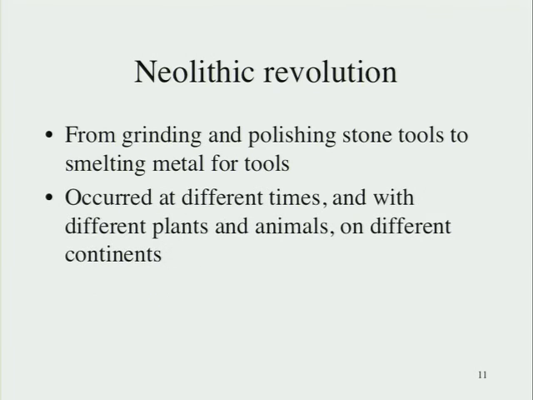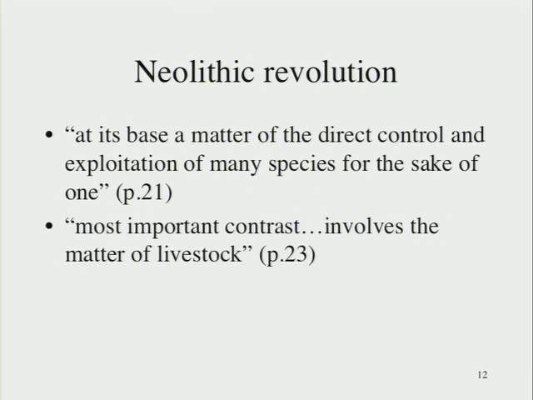It occurs at different times and with different plants and animals on different continents. So you might say this is another example of divergent evolution, although that would be stretching it, right? Because in fact, we're talking about the same species. We're not talking about different species of humans. We're talking about humans in all cases. So this isn't really evolution in the Darwinian sense. But we are able to identify that this set of transformations occurred in different places at different times. The key point for Crosby is that it occurs first in what we now think of as the Middle East.